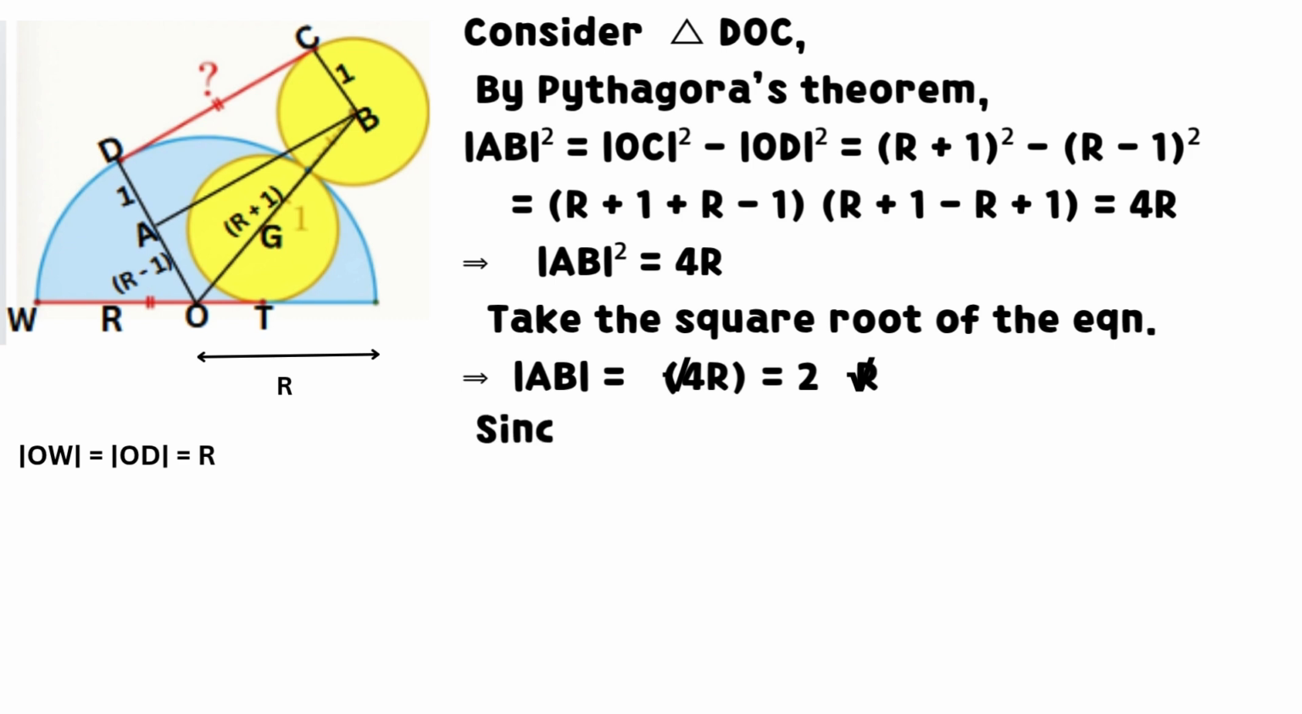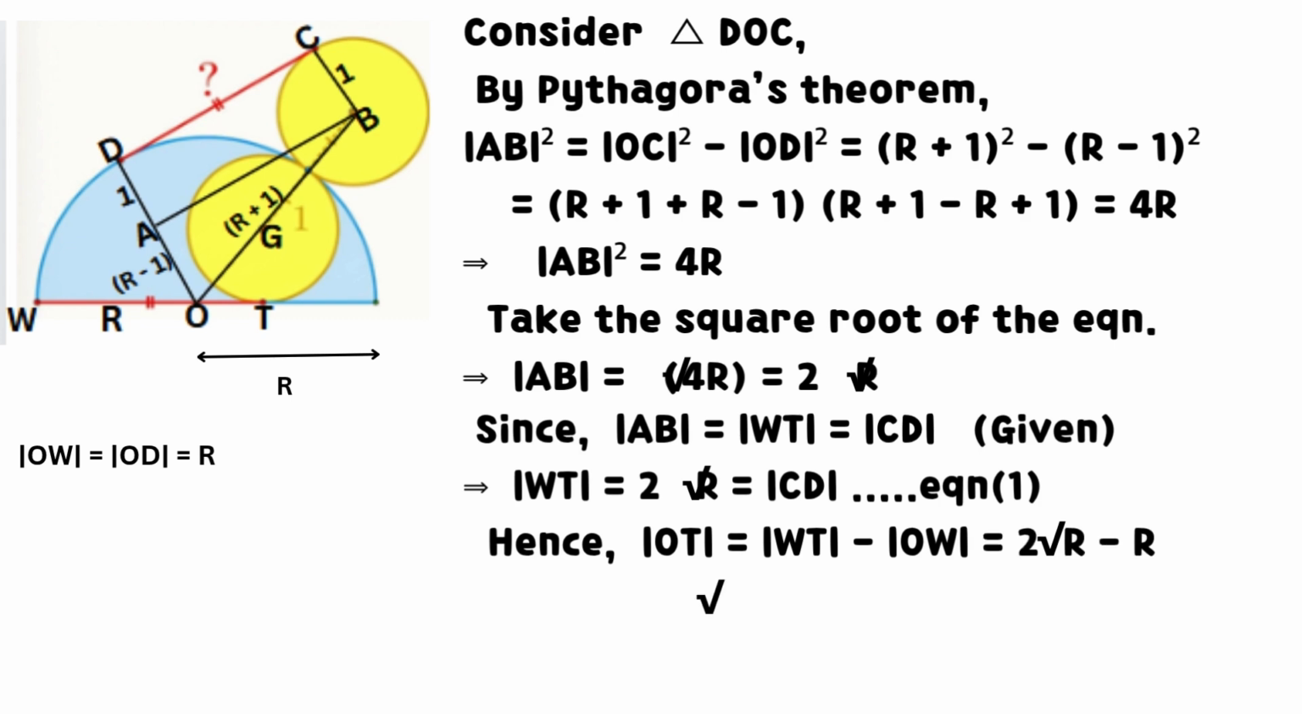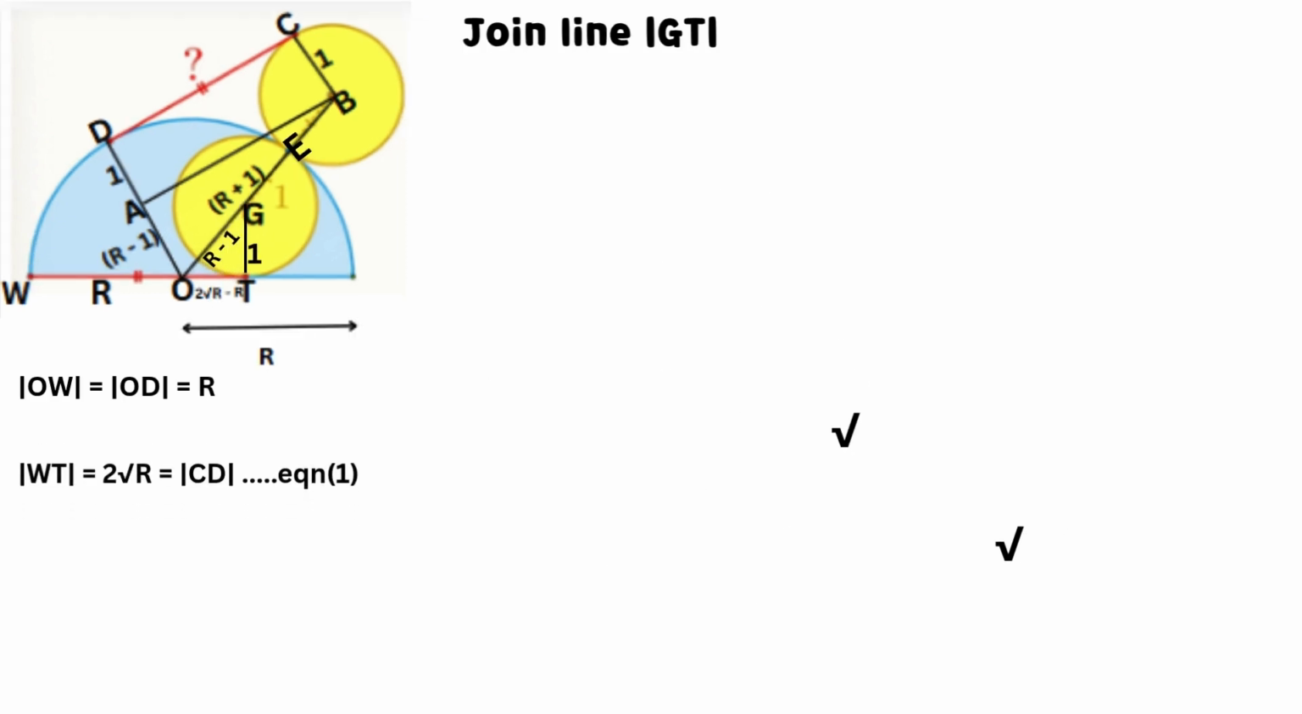Since line AB equals line WT, which equals line CD, it follows that line WT equals 2 times the square root of R, that is equal to line CD. We call it equation 1. Hence, line OT equals line WT minus line OW, which equals 2 times the square root of R minus R. It signifies that line OT equals 2 times the square root of R minus R.